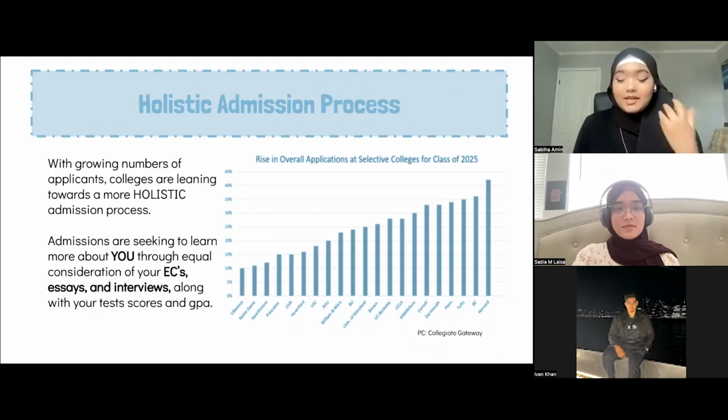Admissions officers learn more about you through equal consideration of your ECs, essays, and interviews, along with your test scores and GPA. Many of you right now are in the SAT program, so you can cover a lot of what test scores have to offer. We'll go over a little bit about that later on, but there's a lot to the holistic admission process in terms of extracurriculars and other components.